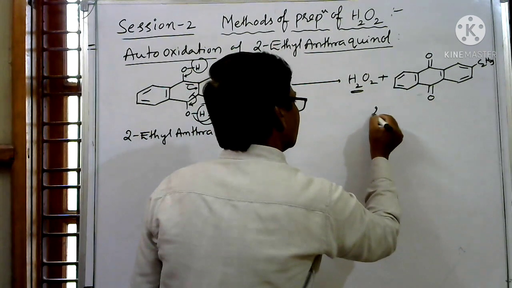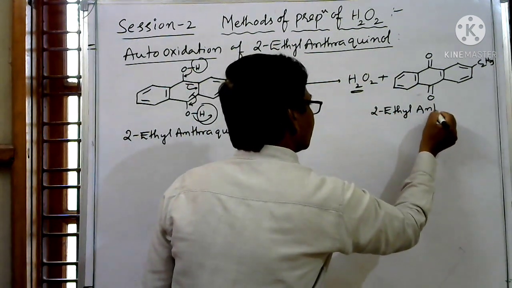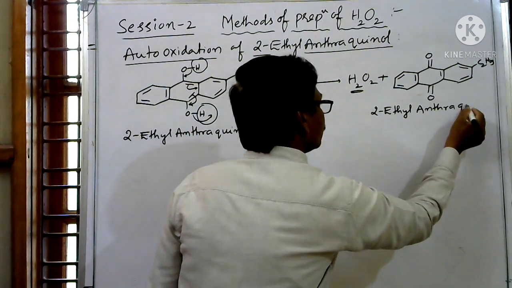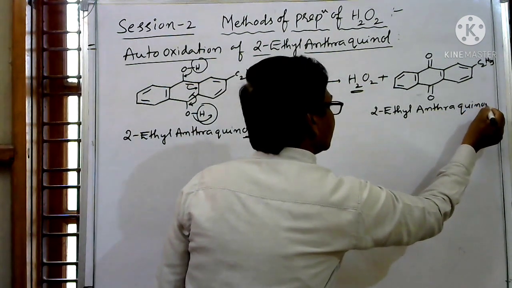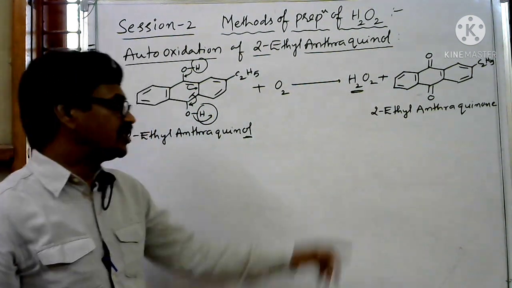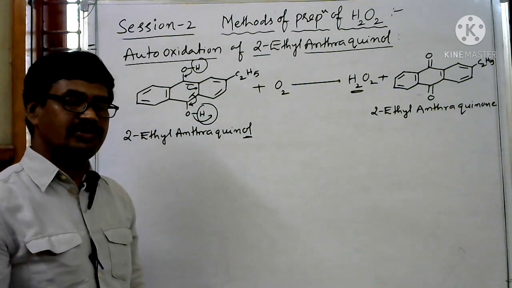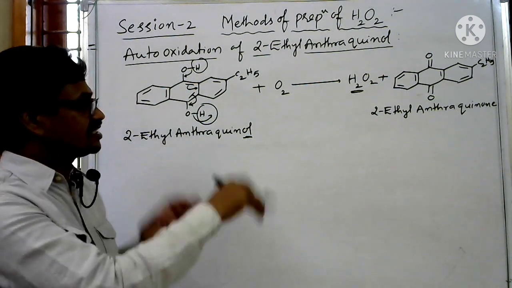So this is called 2-ethyl anthraquinone. Why is it quinone? Because a keto group is present. If a keto group is present, we say one. If an OH group is present, we say ol. Quinol. But it is like a cyclic process.